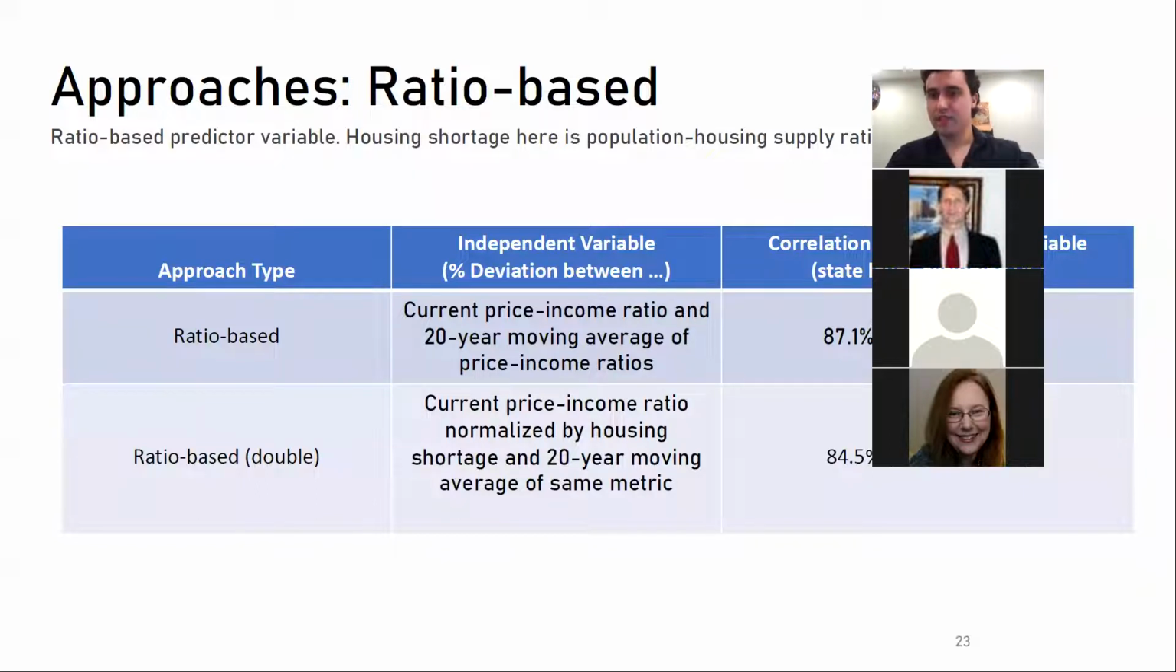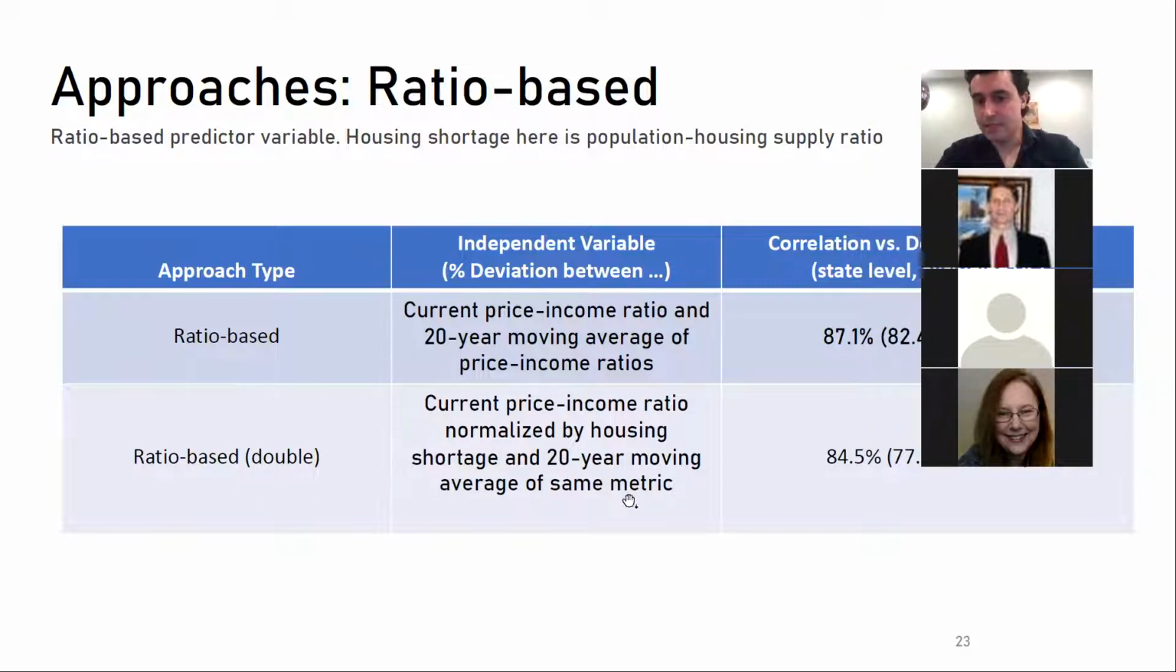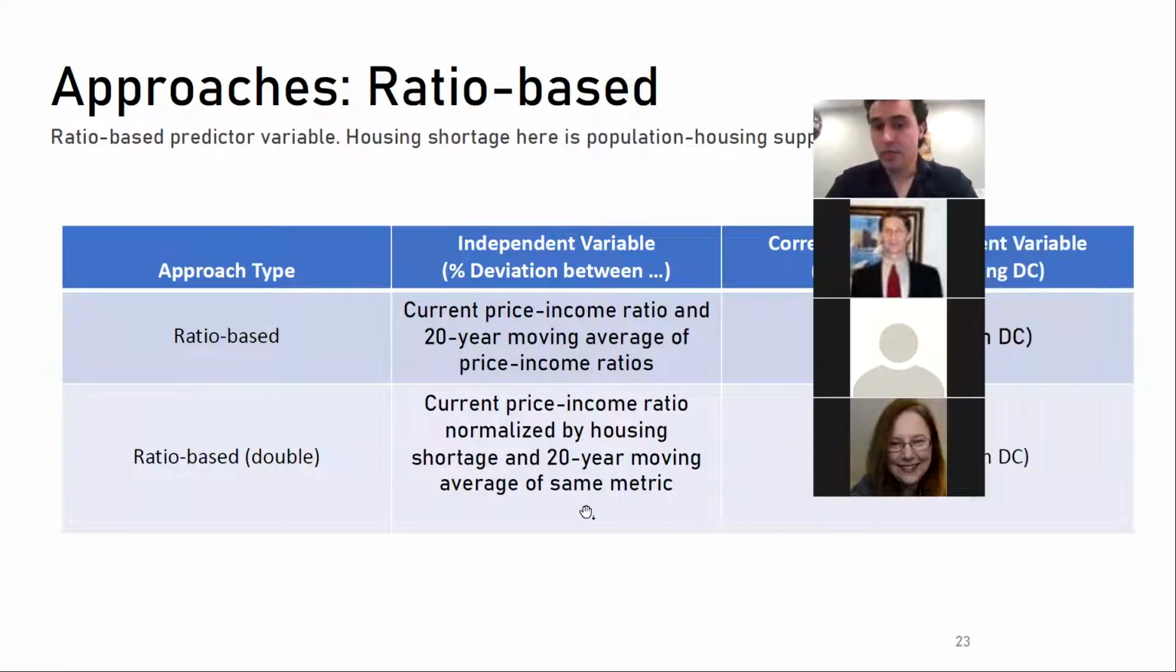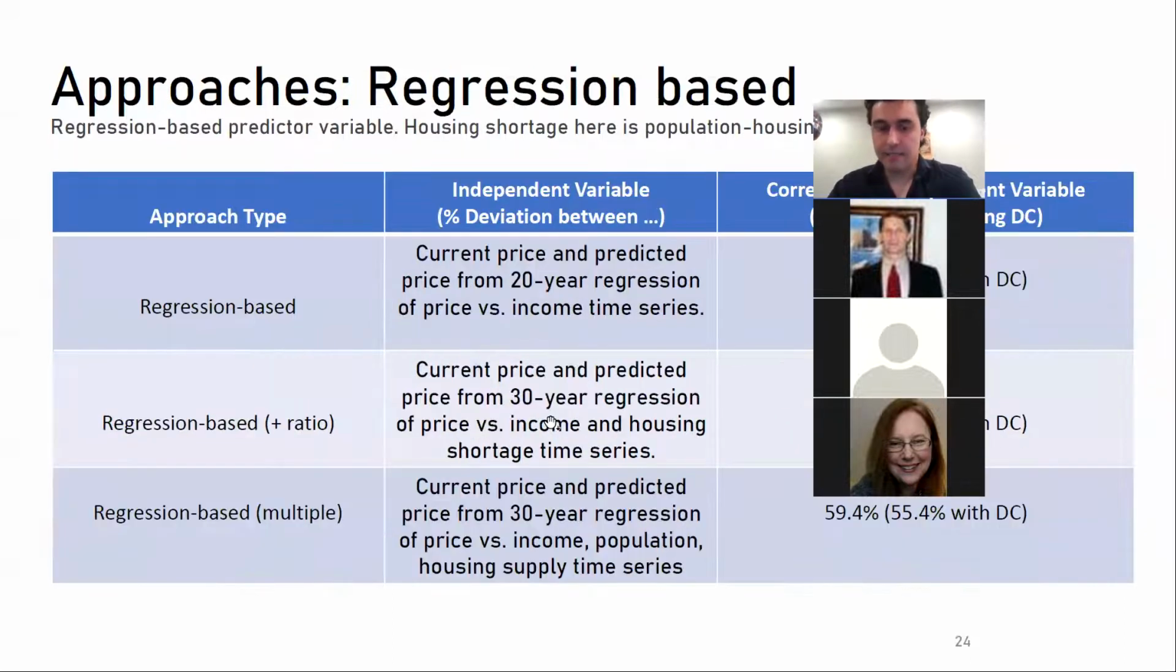Where they change regime over time with housing shortage. And that's the way it enters. One approach here is ratio based: doing a ratio of affordability to housing shortage, that is population and housing supply. And that was predictive of downturns. Another would be regression based, doing a similar study with income, population, and housing supply as time series. And there is a strong correlation to downside risk.